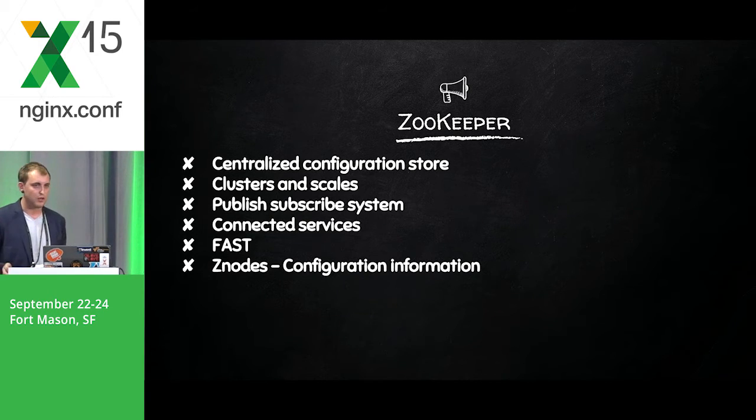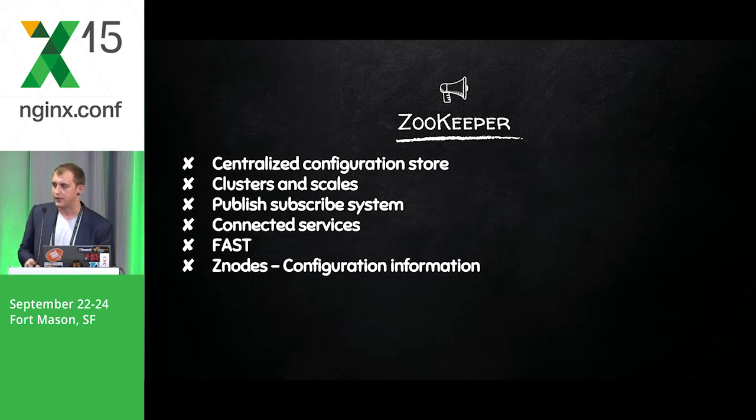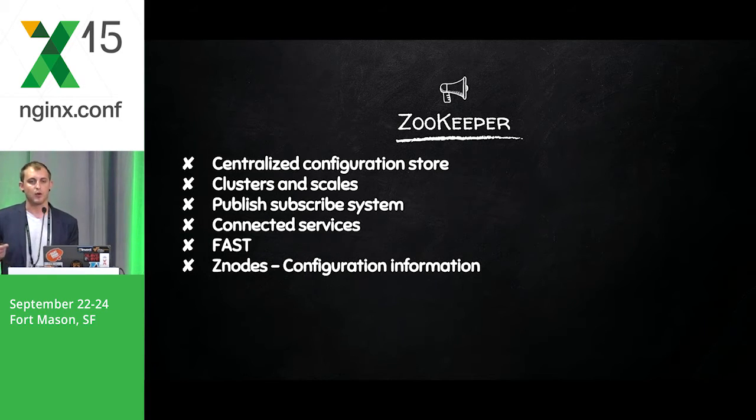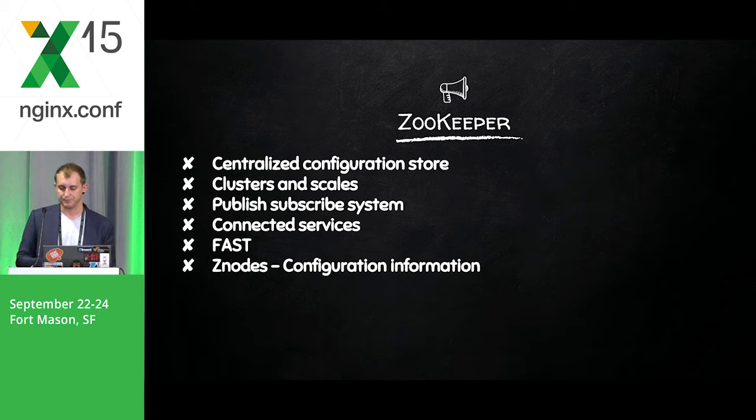So Z nodes are what the data is actually called. It's a blob of any data limited to 1 megabyte. But these Z nodes are stored in a very Unix-like directory structure, which is pretty comfortable for most people. You have child and parent nodes. The parent node can actually hold data as the child node can as well.